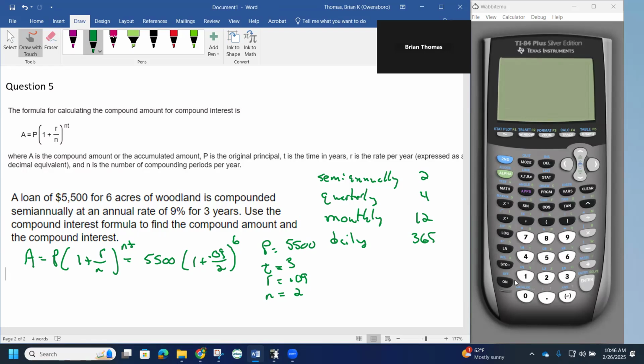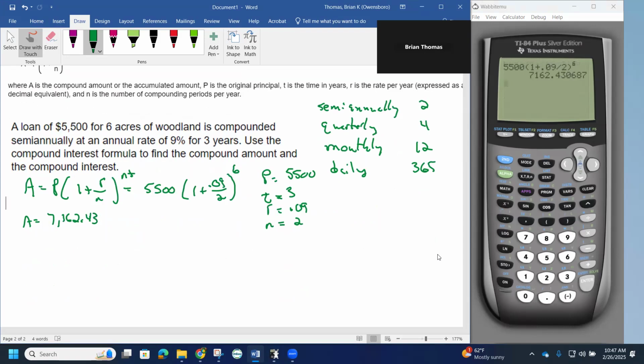So I can do a little bit of that math. I'm going to just use a calculator and type the formula in. So 5,500, and then we multiply that principal times our calculation, 1 plus the 0.09 divided by the 2. And then if we raise that to the 6th power, that'll give us our final amount. So we end up borrowing 5,500, but we end up paying back $7,162.43.